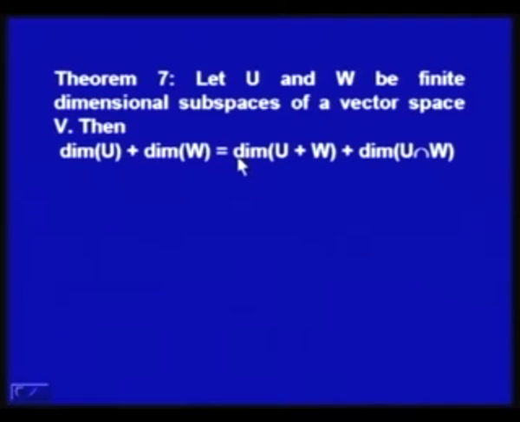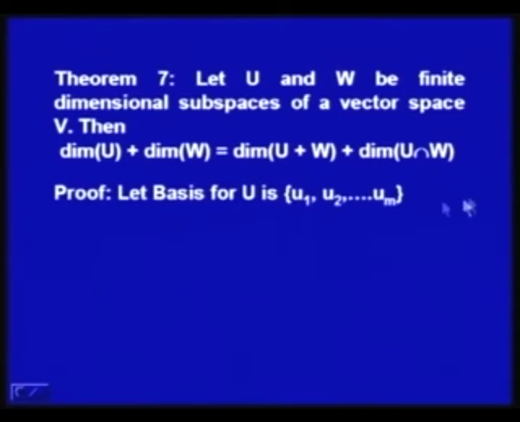The next theorem says that if U and W are finite dimensional subspaces of vector space V, then dimension of U plus dimension of W is equal to dimension of U plus W plus dimension of U intersection W. This is an important result. Let us try to prove this.